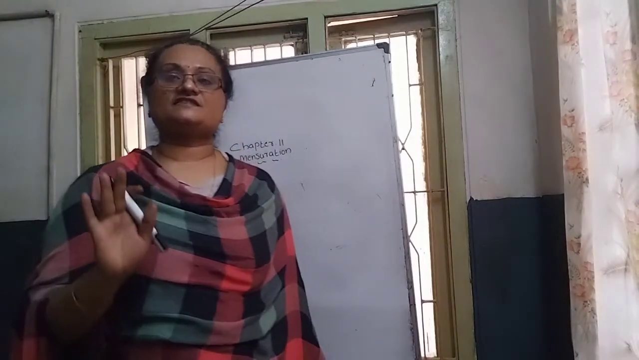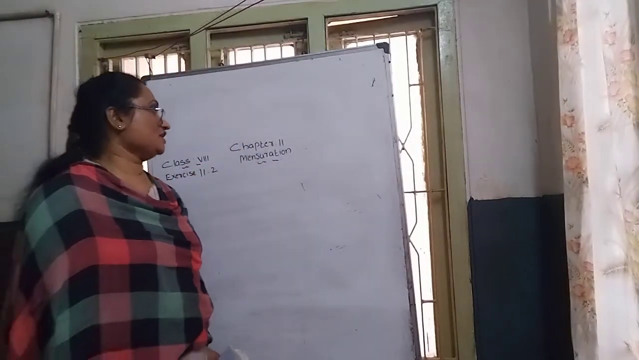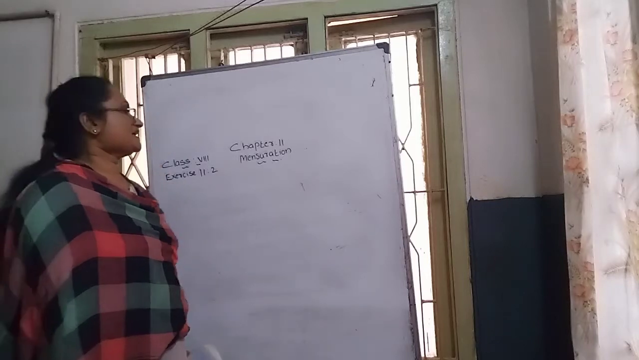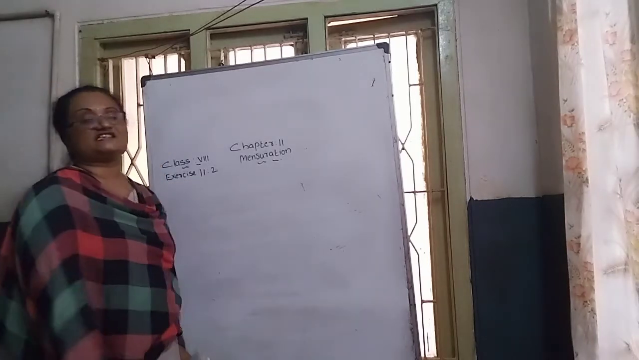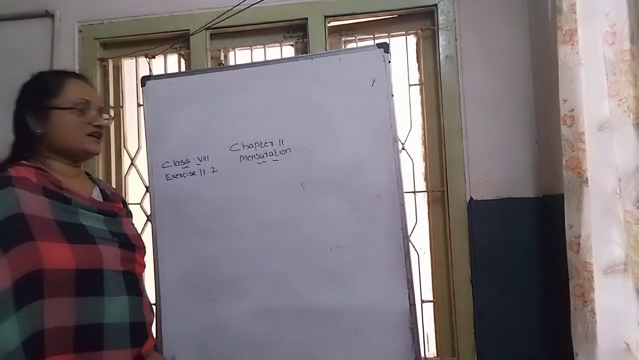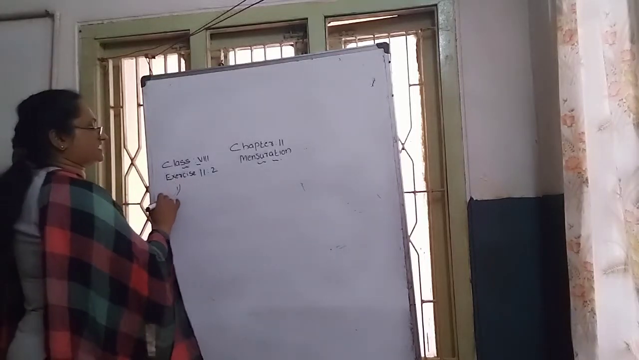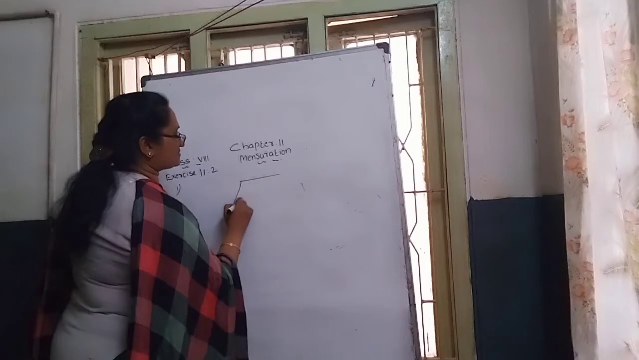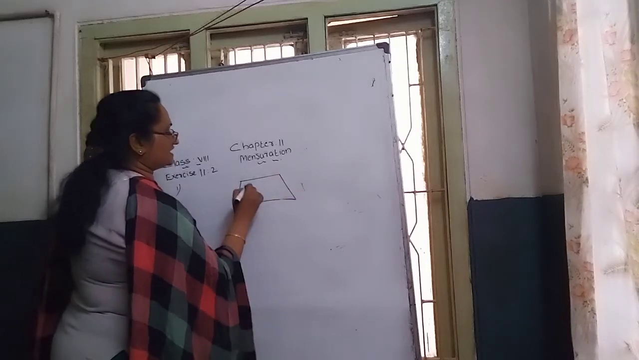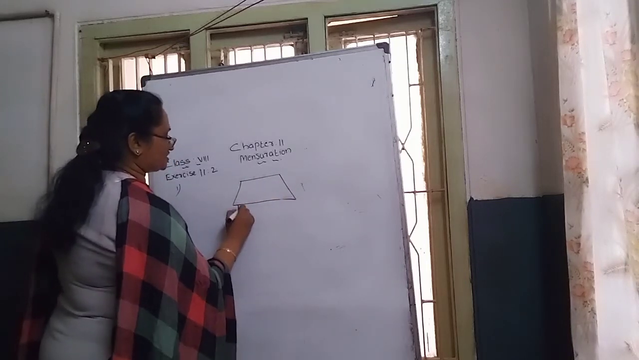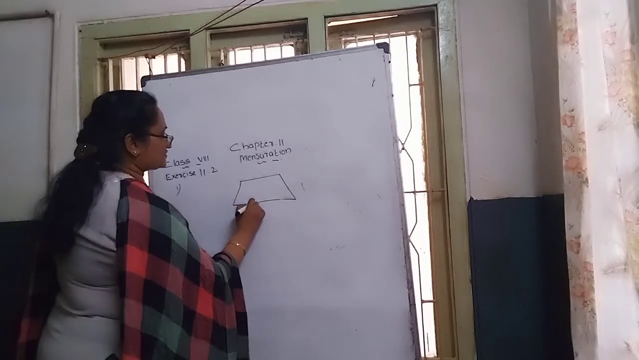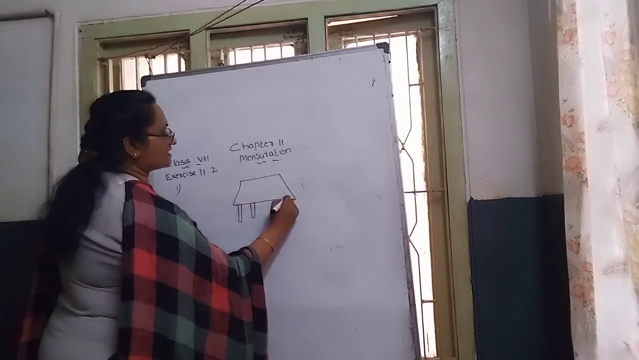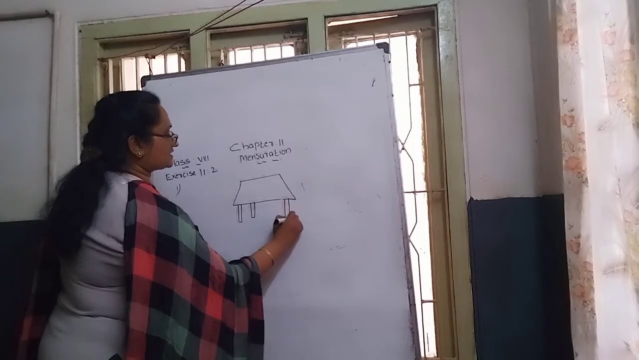Hi students, now we are going to discuss Chapter 11, Mensuration, Exercise 11.2. Word problems are there. First question: here is a trapezium-shaped table. You know, a trapezium-shaped table like this, with table legs.